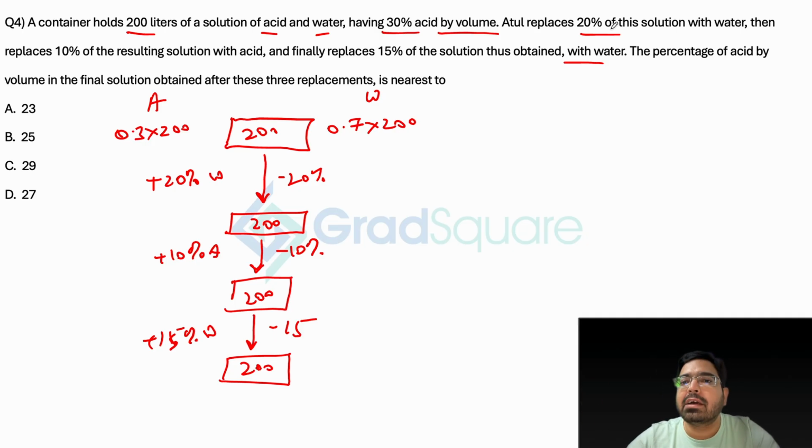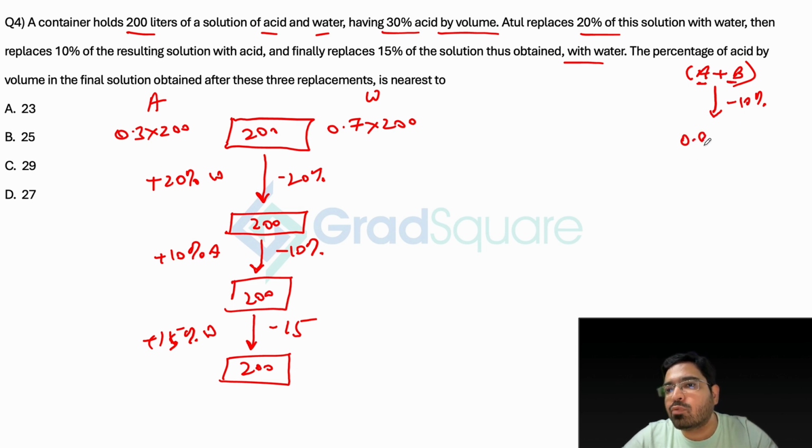That's the whole idea. Now you need to understand that, let's say suppose a solution contains A liters of milk and B liters of water, and from this if I remove 10 percent of the solution, then I'm actually removing 10 percent of A and I'm actually removing 10 percent of B. What will you be left with? 0.9A plus 0.9B, correct? So this is the basic concept of removal, that's all. So now if I am removing 20 percent of the solution, then I would have removed 20 percent of both of the ingredients. We were more interested in the percentage of acid.